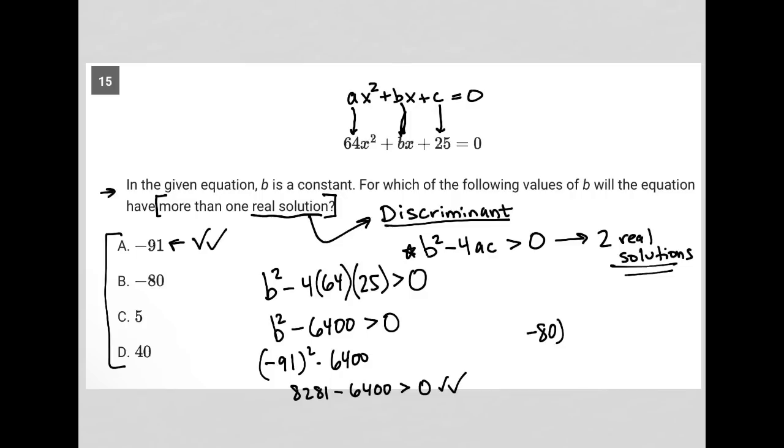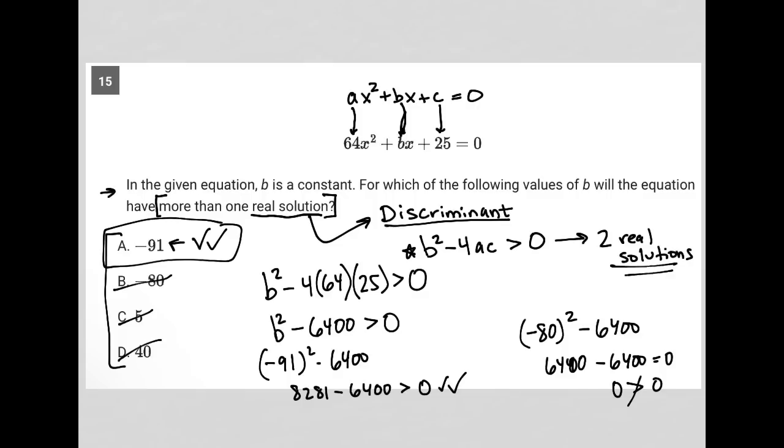If I had negative 80 squared minus 6,400, well, what's negative 80 squared? Well, that actually is 6,400, right? So that would be equal to 0. And 0, of course, is not greater than 0. So therefore, choice B is gone. And all these numbers are smaller, so they're not going to work either. I wouldn't try them and waste your time, but if you want, you could try those if you like. So the only answer here that works is choice A, so choice A must be the correct answer here.